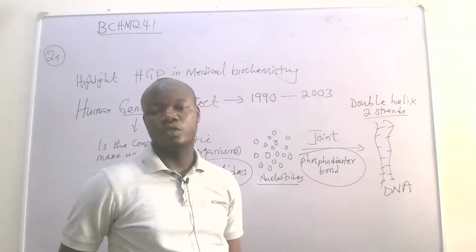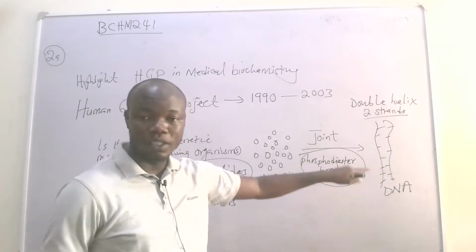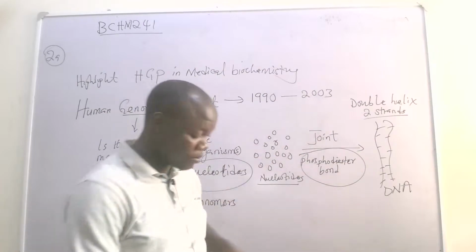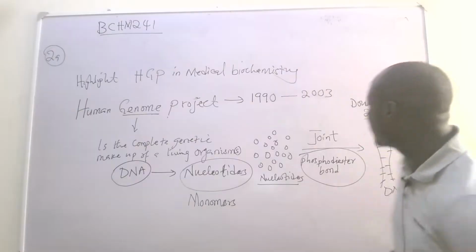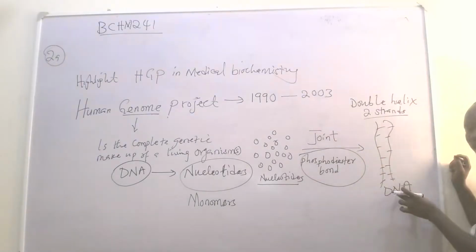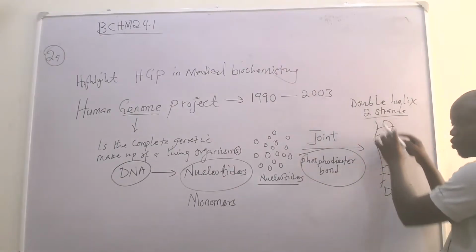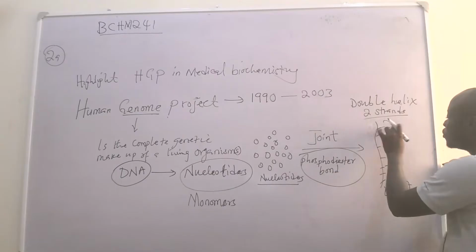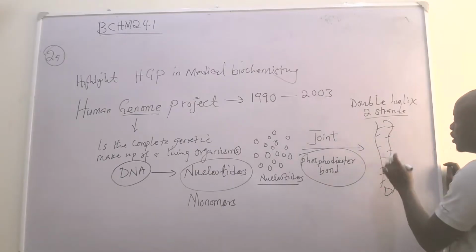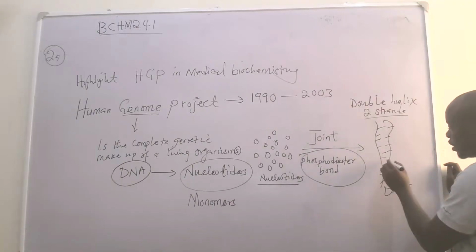No, it's not phosphodiester bond. A phosphodiester bond is the bond that joins the nucleotides together. So after you join the nucleotides together, you have one strand like this and another strand like this. That makes the double helix DNA, which is made up of two strands. So what type of bond joins the two strands of the DNA together?